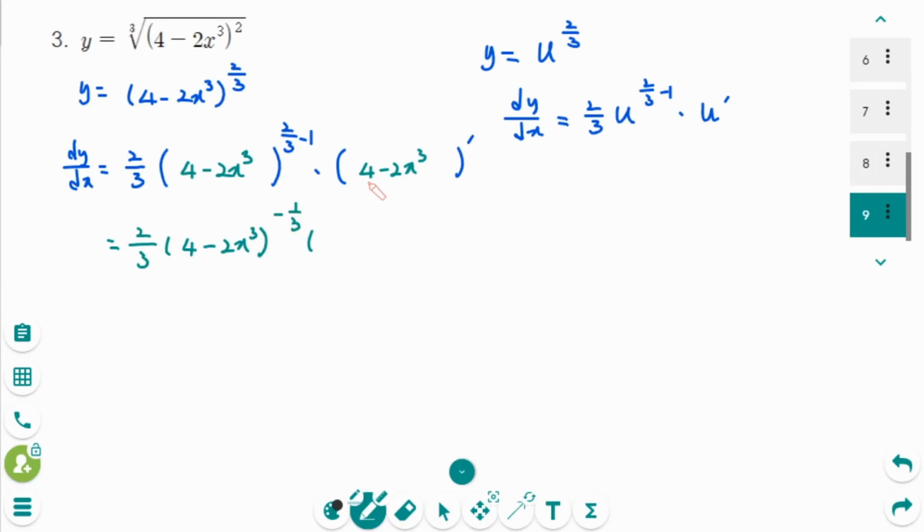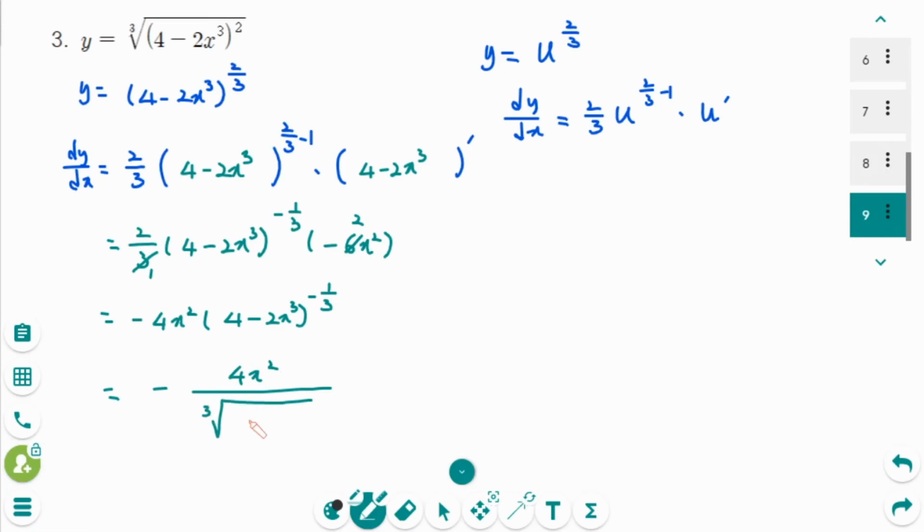Then 4 prime is 0, minus 2x cubed prime equals minus 6x squared. Then we can simplify, 3 times 1, 3 times 2, minus 4x squared times (4 minus 2x cubed) to the power of minus 1/3. Then you can rewrite as minus 4x squared over cube root of (4 minus 2x cubed).